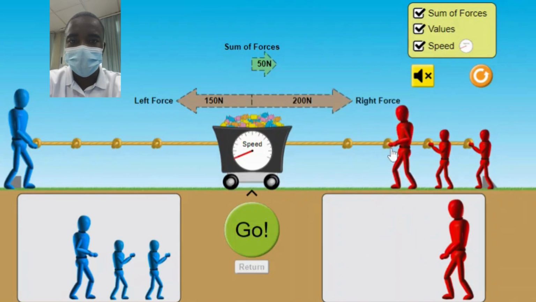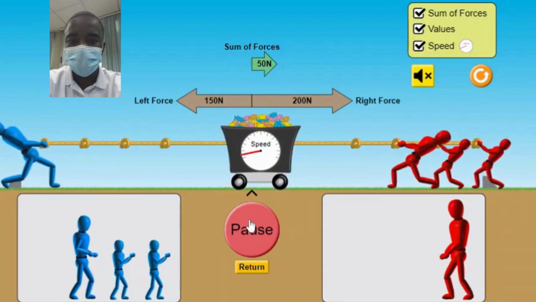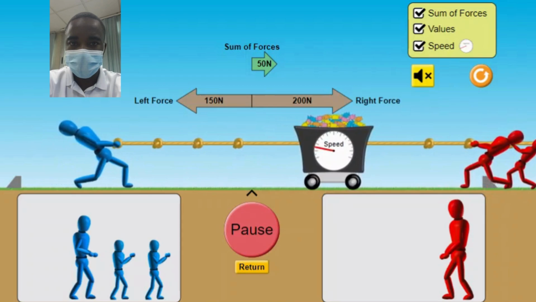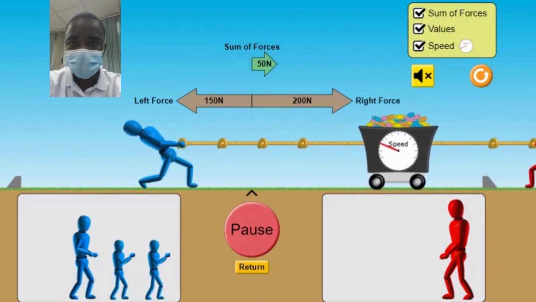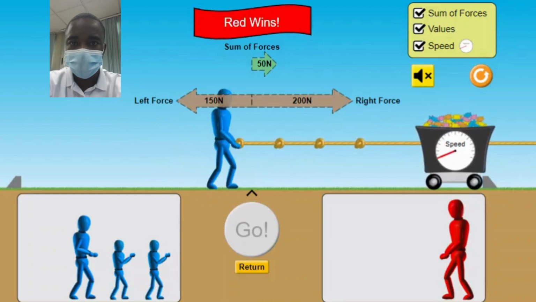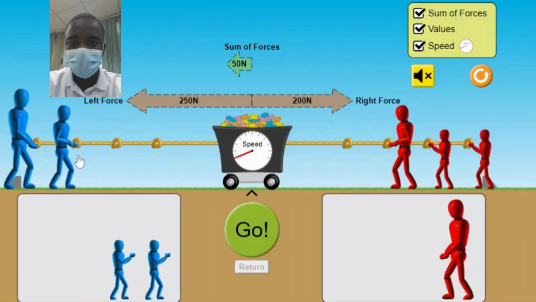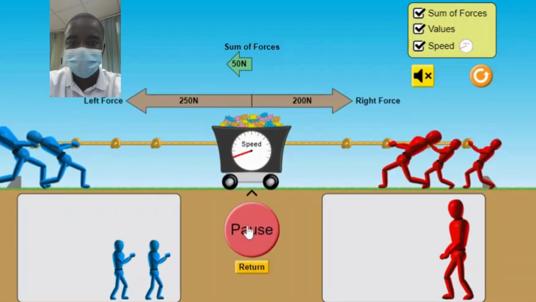The simulation provides a visual representation of these laws, allowing students to observe how changes in the number of pullers affect the motion of the cart. Key components of the simulation. Cart. The cart represents the object whose motion is being studied. The cart can be at rest or in motion, depending on the forces acting on it.